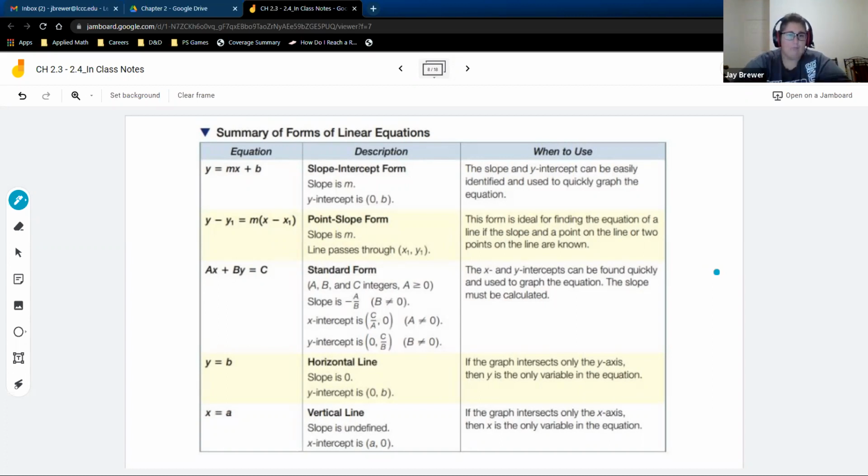We have y equal to b, that's our horizontal line, so slope is 0. Again, you know the y-intercept. And then you have x equal to a, slope is undefined, x-intercept is a comma 0. 2 things to note here for the horizontal line. If the graph intersects only the y-axis, then y is the only variable in the equation. If the graph intersects only the x-axis, then x is the only variable in the equation. And you guys can definitely pause this if you want to write it down.